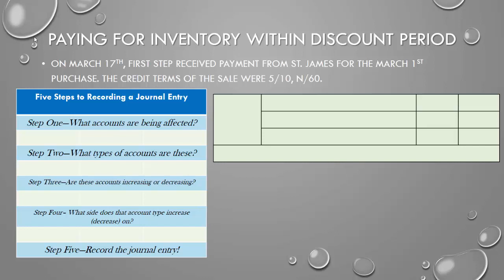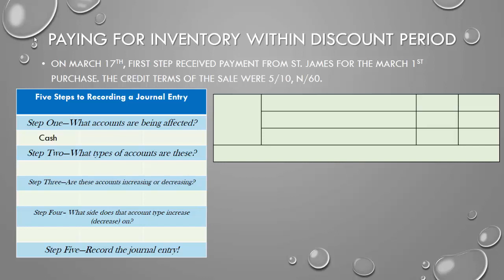But what happens if they miss their discount period? Let's say they don't pay us until March 17th. Well, in this case, we've got something else going on here. We told them they'd get 5% off if they paid within 10 days. We made this transaction on March 1st. It's now March 17th. That's 16 days. They missed their discount window. So what do we do?